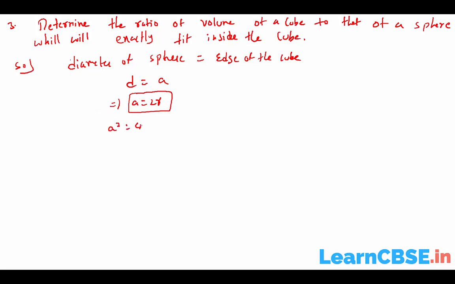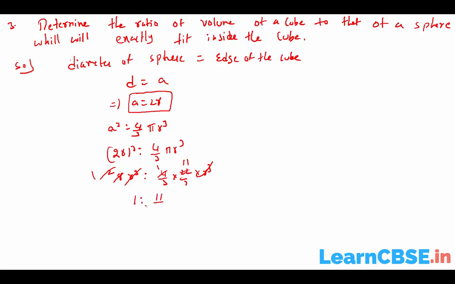A cube is to 4 by 3 pi r cube. I can write A as 2r whole cube is to 4 by 3 pi r cube. It's 8r cube is to 4 by 3 into 22 by 7 into r cube. Cancel: 4 ones are 4, 4 twos, 2 ones, 2 11s. That means 1 is to 11 by 7. That means 7 is to 11.